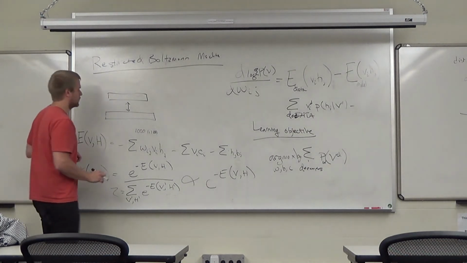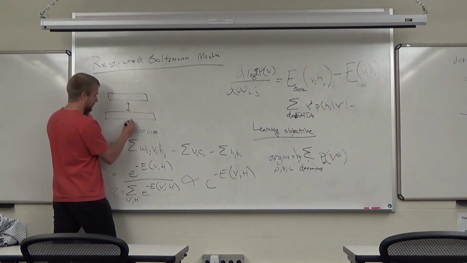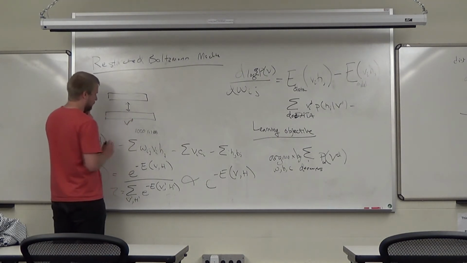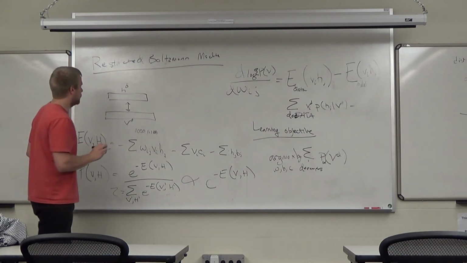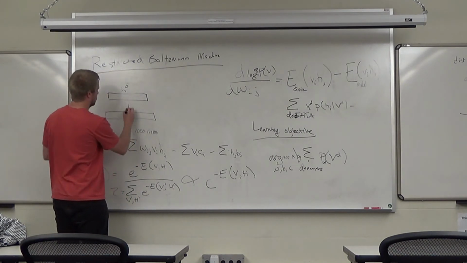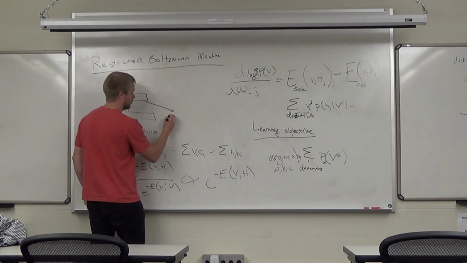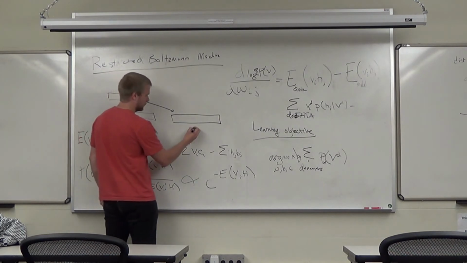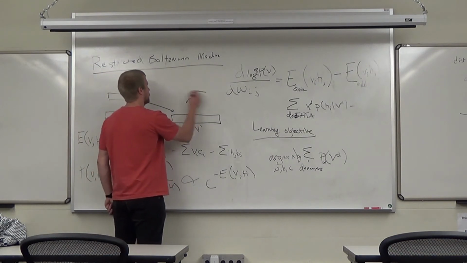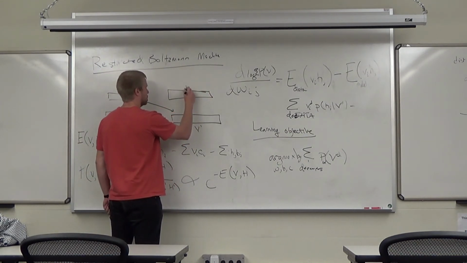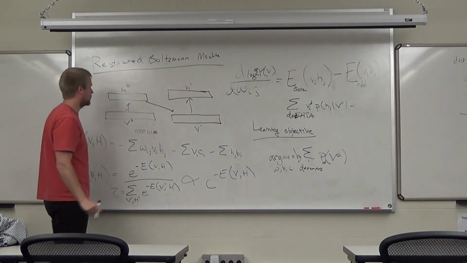Does that make sense? Okay, so first we have a visible example from the data. And then what we do is we get a hidden activation given the data. Then what we can do is, basically we've done this to sample, and now we can sample another visible layer. We'll call this V1, so it's the first sample. And then we can do this again to get another hidden sample.